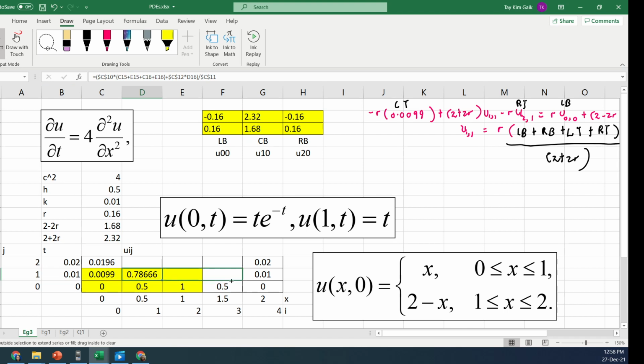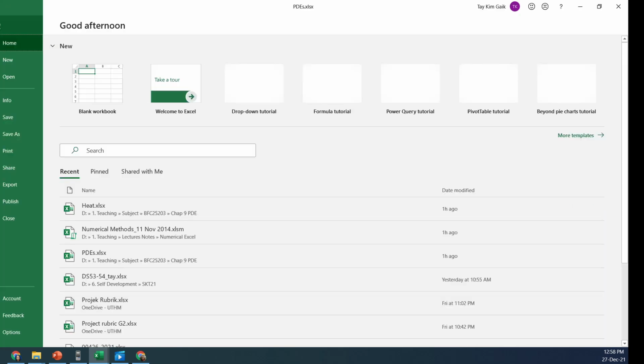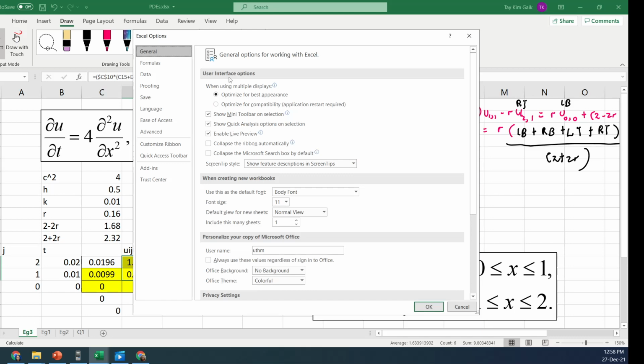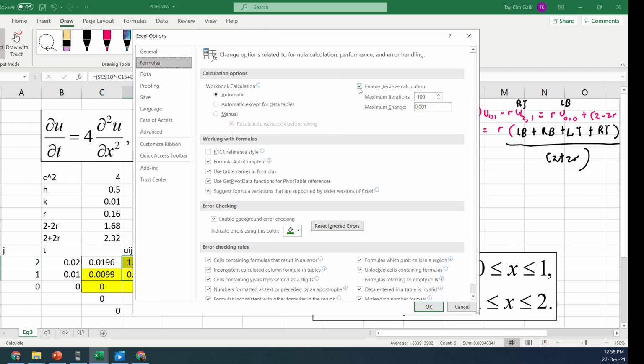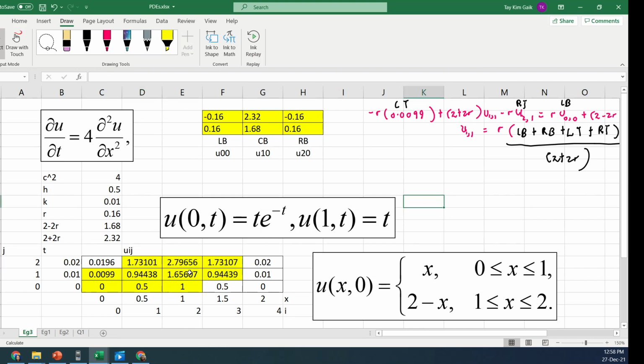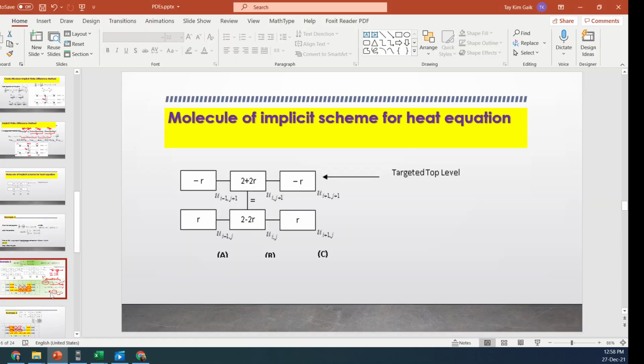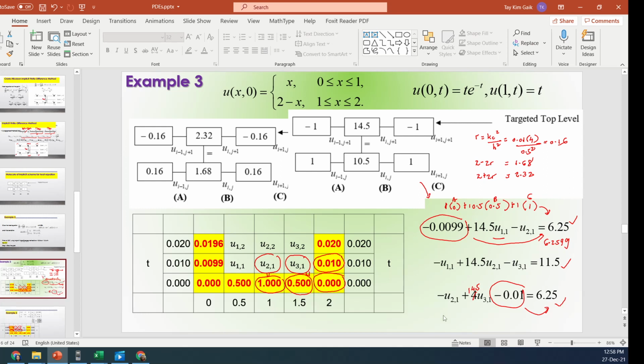Okay, and then you can copy it down, provided your var options formula, you enable the iterative calculation. Because initially, if you solve manually, you should form a system of linear equations like this. And then what I key in, the formula that I key in, is actually u11 here.